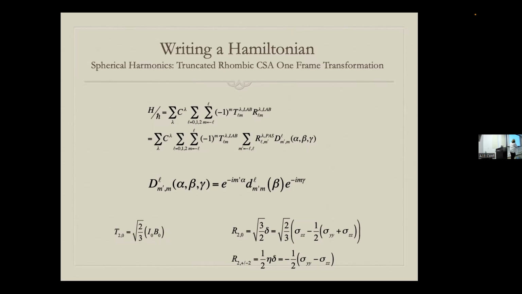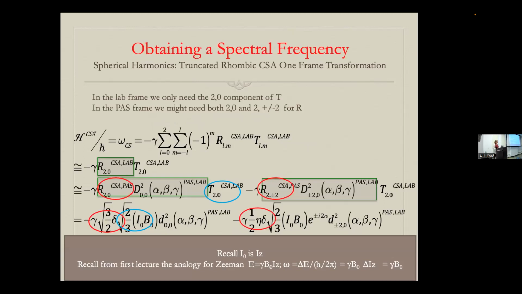And I think the best next thing for us to do when we pick this up tomorrow is to do something like the CSA and work this through a little bit all the way to a spectral frequency. So we'll pick it up from somewhere around this. Calculating the 2-0 component in the lab frame, starting with an arbitrary orientation of the tensor in the PAS frame.